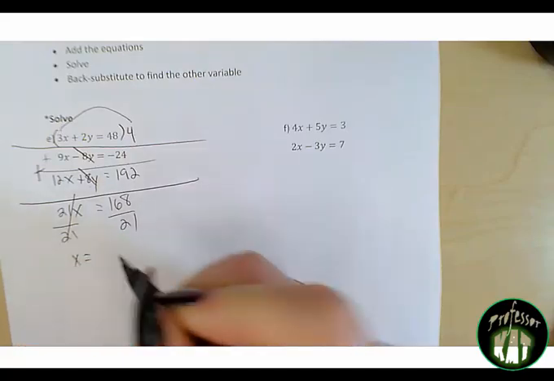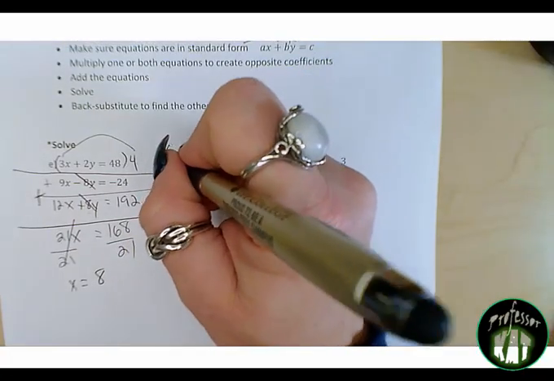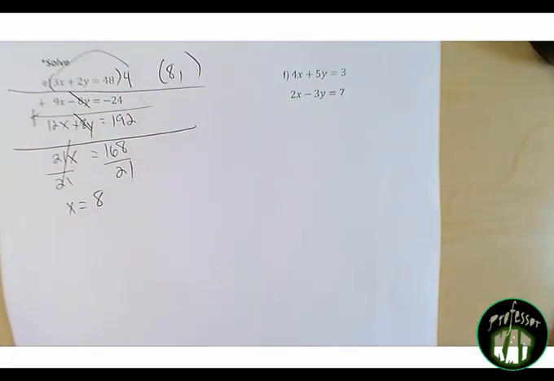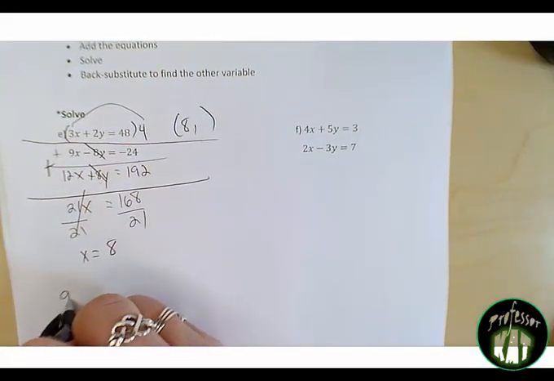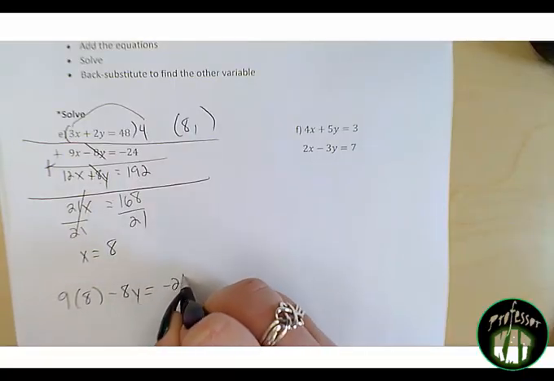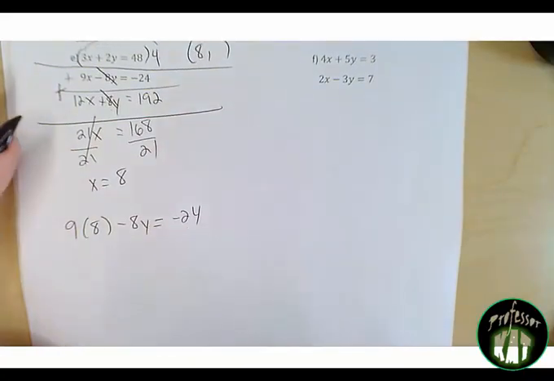If I divide both sides by 21, I get that x is equal to 8. So it looks like my x value will be 8. If I want to figure out my y value, I plug this 8 into one of the equations. I'm going to use the bottom equation, no particular reason. And now that I know that x is 8, I'm going to plug that in and solve.